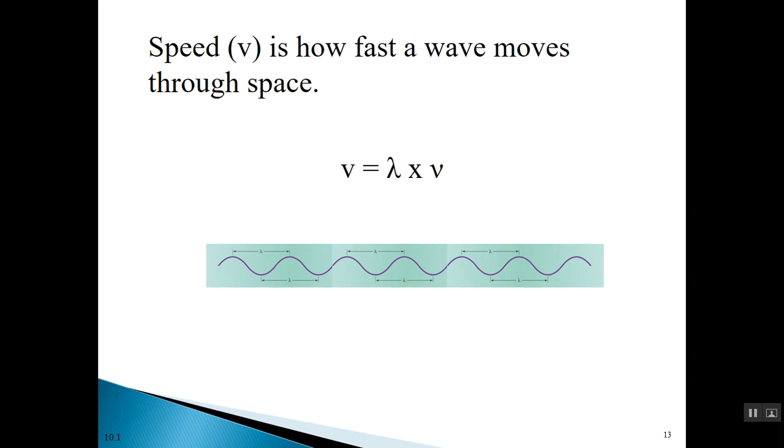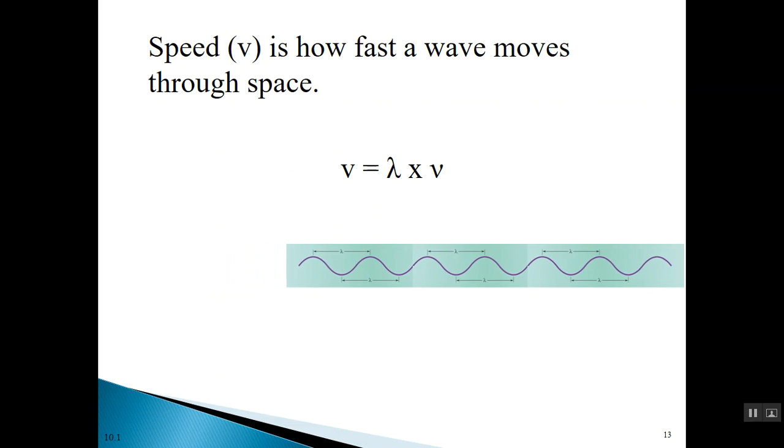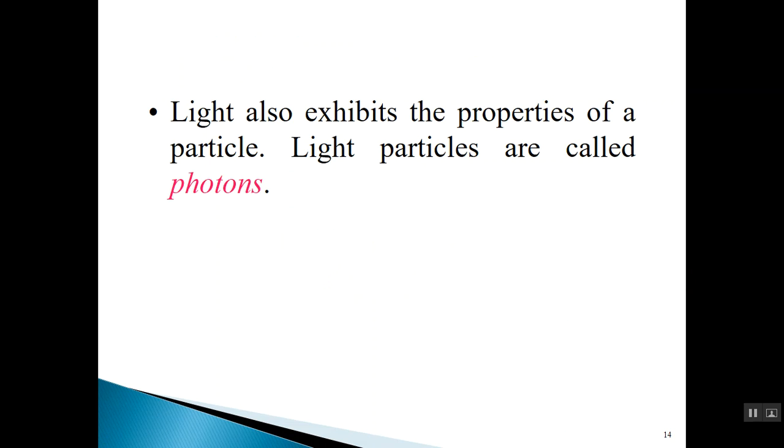And then we have the speed. The speed is the product of the wavelength times the frequency. If the wavelength is in meters and the frequency is in seconds to the minus 1, then the unit of speed would be meters times seconds to the minus 1, or meters per second. The speed, of course, is how fast the wave moves through space.